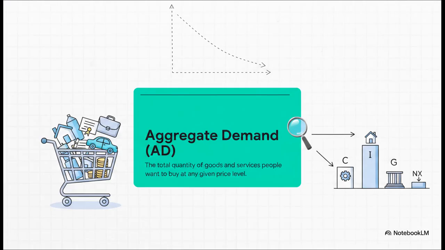So we define aggregate demand as the sheer total of all output demanded in the entire economy. You can kind of think of this as the ultimate national shopping cart. It literally represents the total volume of goods and services that absolutely everyone, meaning you, me, businesses, and the government, wants to buy at any given price level.